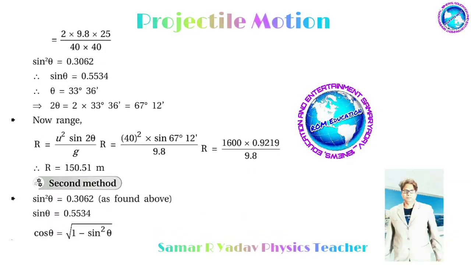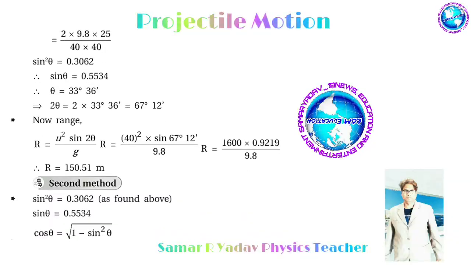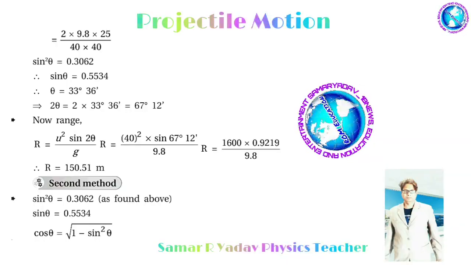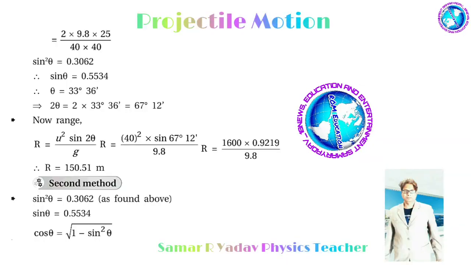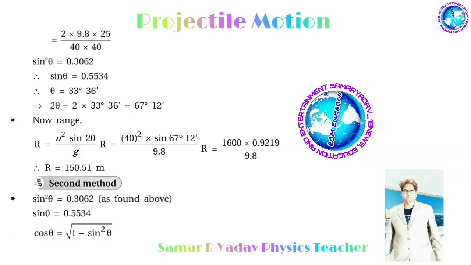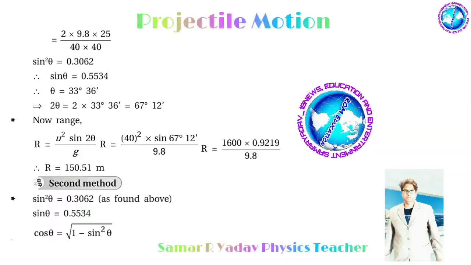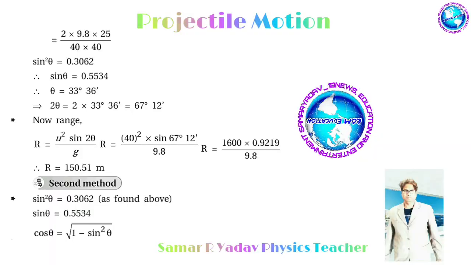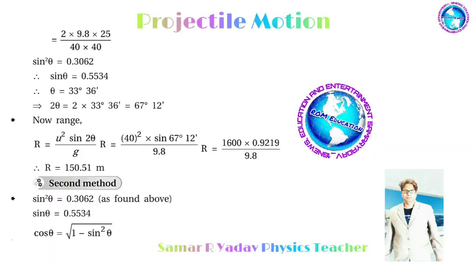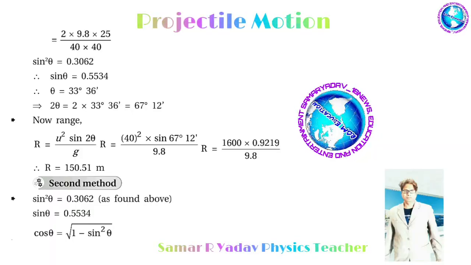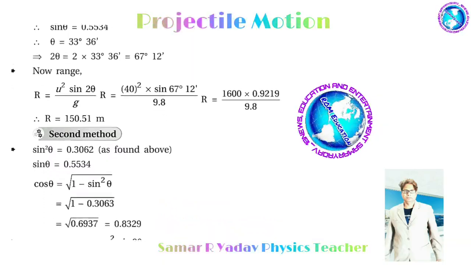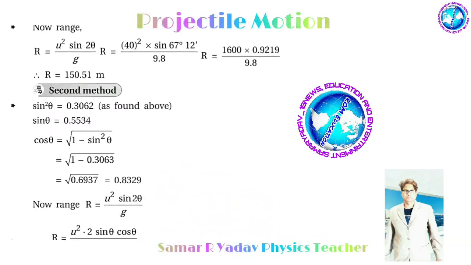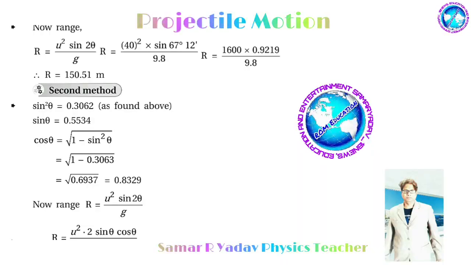Now range R is equal to u square sin 2 theta upon g. Therefore R is equal to 40 square into sin 67 degree 12 minutes divided by 9.8. Therefore R is equal to 1600 into 0.9219 upon 9.8. Therefore R is equal to 150.51 meter.